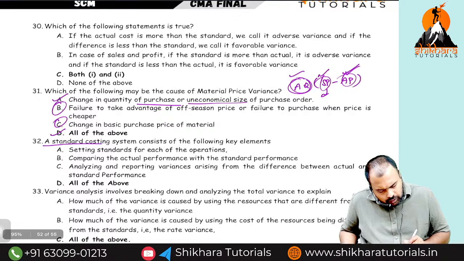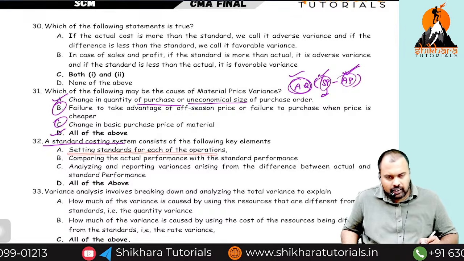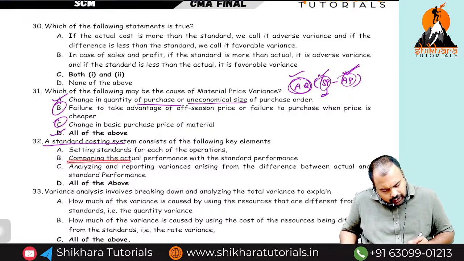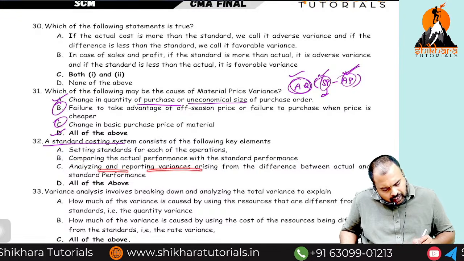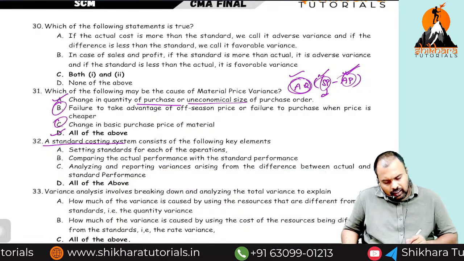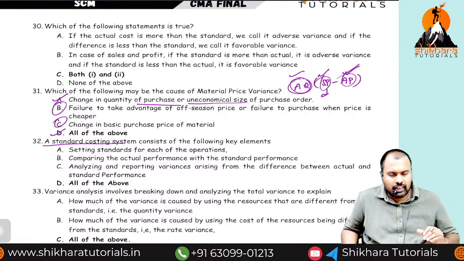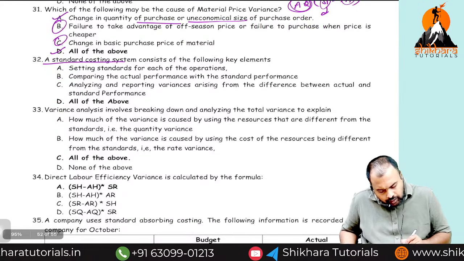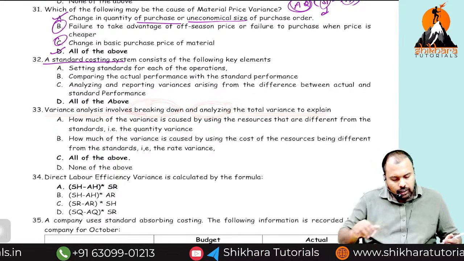Next, a standard cost system consists of the following key elements. Setting standards for each of the operations: yes, at the beginning of the period, we are going to set the standards. Next, comparing the actual performance with the standard performance: yes, that's what we are going to do under standard costing. Analyzing and reporting variances arising from the differences between actual and standard: after evaluating the variances, we are going to analyze them and report the reasons for differences between standards and actuals. Yes, D is correct.